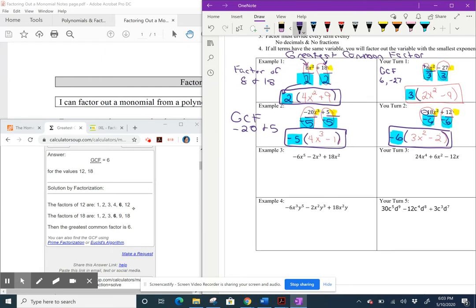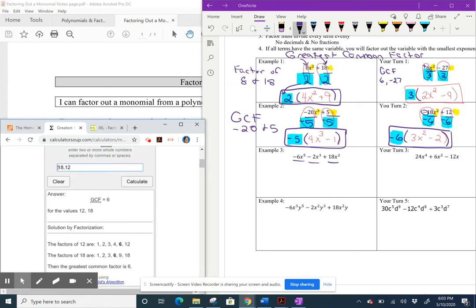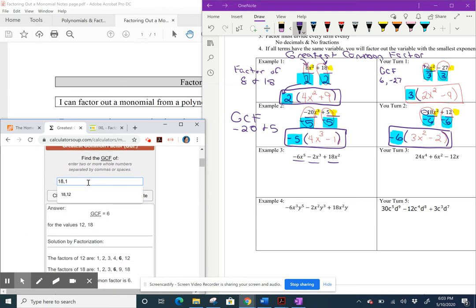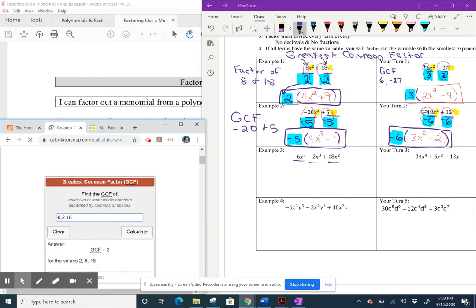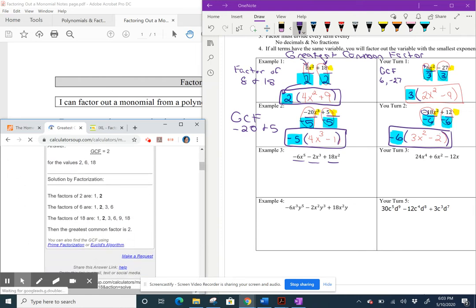All right. Now, we are going to find the greatest common factor of a trinomial. So this calculator can do 3 numbers. Remember, don't put in any negatives. All right. So it lists all the factors of all 3 numbers, and the greatest number is 2. Now, remember our second rule. Our first term was negative, so we have to make it negative 2.